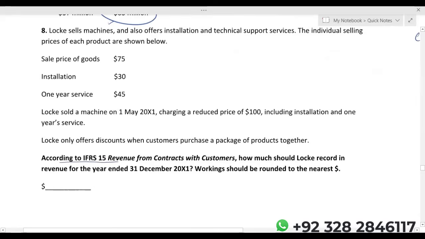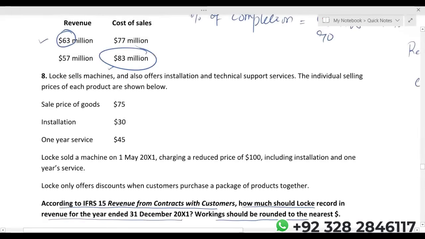According to IFRS 15, revenue from contracts with customers, how much should Locke record in revenue for the year ended December X1? Working should be rounded to the nearest dollar. Okay. Locke sells machines and also offers installations and technical support services. They're doing 3 works if you see that. They're selling machines, installation, technical support services. The individual prices of each product are shown below. Price of the machine, price of the installation, 1 year service.